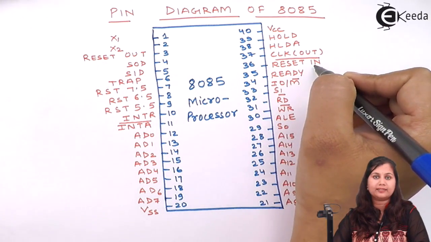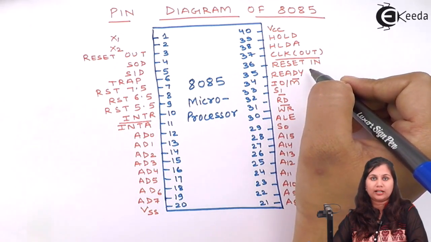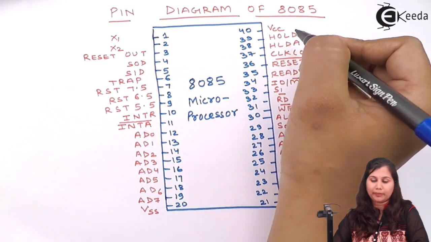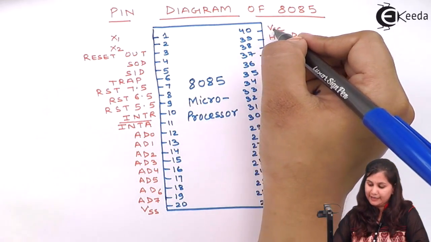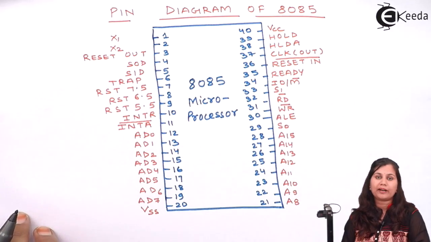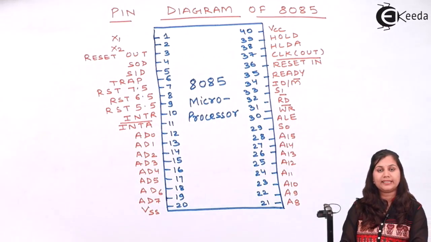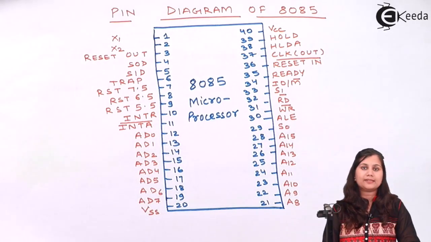Reset in is to reset the program counter, to bring the program counter to its initial conditions. Clock out is for the output clock pulse. Hold and HLDA are used for the DMA operation, and VCC is the plus 5 volts power supply connection. So in this video we studied the pin diagram of 8085, describing all the pins of the IC.